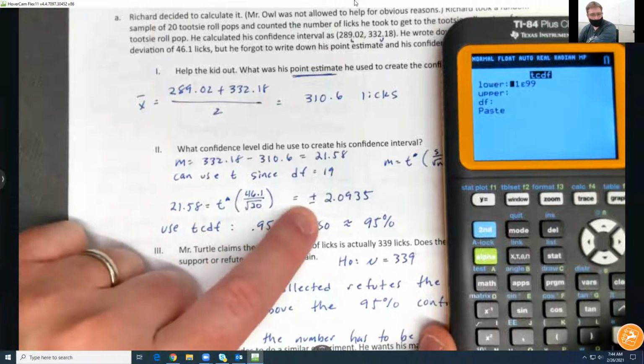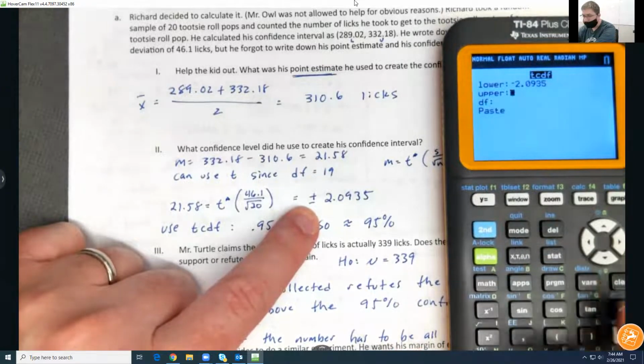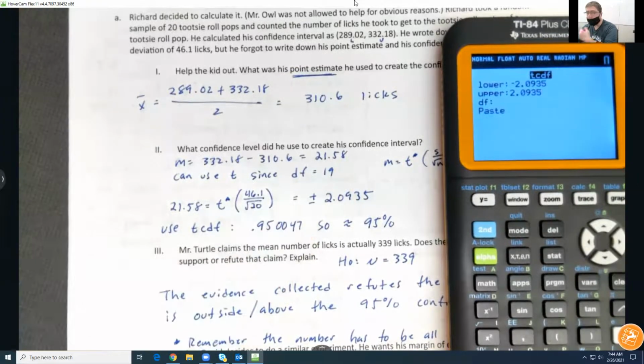So what do you put in there? This number, twice. The -1 goes in the lower, so 2.0935. And the positive one goes here, 2.0935. So again, on the back of that little cheat sheet, if you don't know all these calculator steps or what to do, this is what I would write down later when you're watching the video.